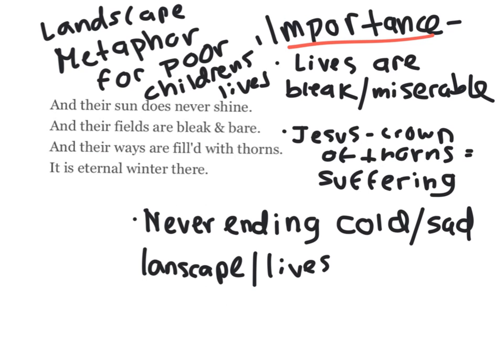So now that we've looked at the stanza, we're going to pick out the importance of the stanza. So we've established that this is a landscape metaphor representing the poor children's lives, and that their lives are miserable and bleak, as there's a sun that doesn't shine and feels bleak and bare. And we also talked about connotation, and here the thorns that their ways are filled with, we said represents Jesus, because the poem's name is Holy Thursday, and we also talked about church songs earlier. And so this crown of thorns, or Jesus' crown of thorns, represents the suffering of the children. And also this eternal winter is never ending, and it's cold and sad, and represents the landscape of their lives, talked about in the first three stanzas.